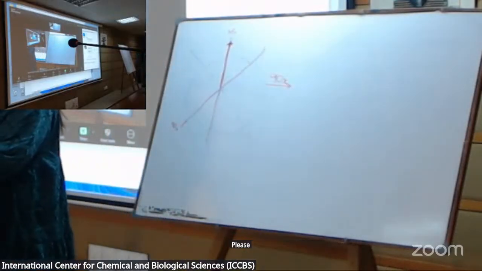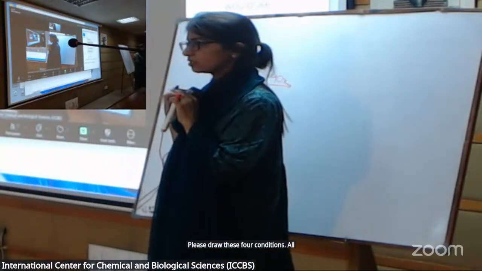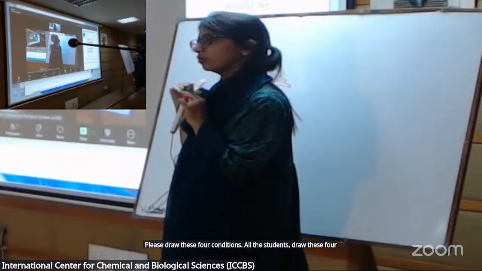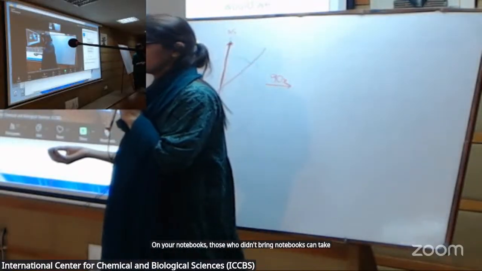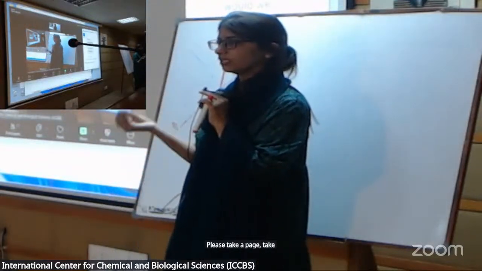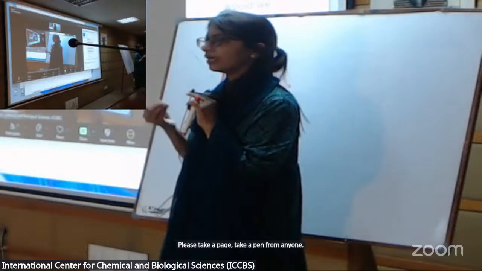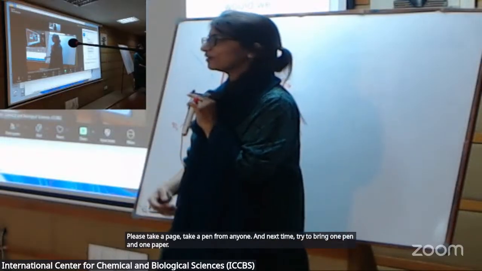Please draw these four conditions. All the students, draw these four conditions on your notebooks. Those who didn't bring notebooks can take a page. Please take a page, take a pen from anyone. And next time, try to bring one pen and one paper with you, because you are coming to attend the class.